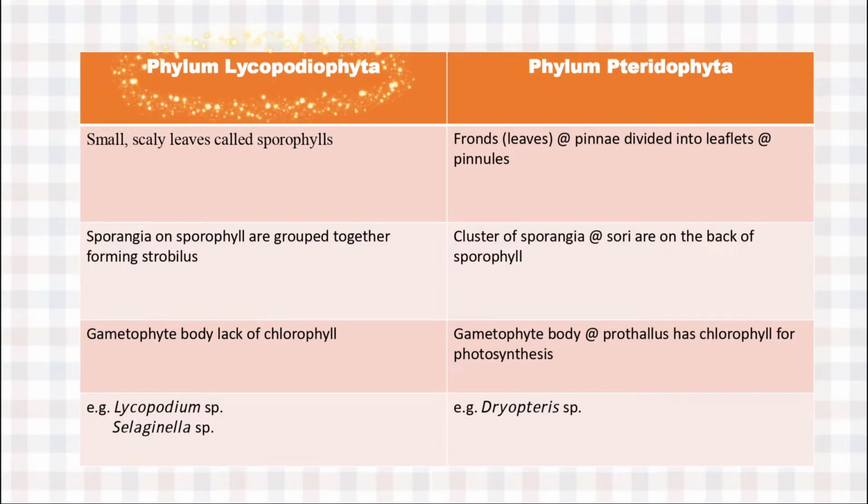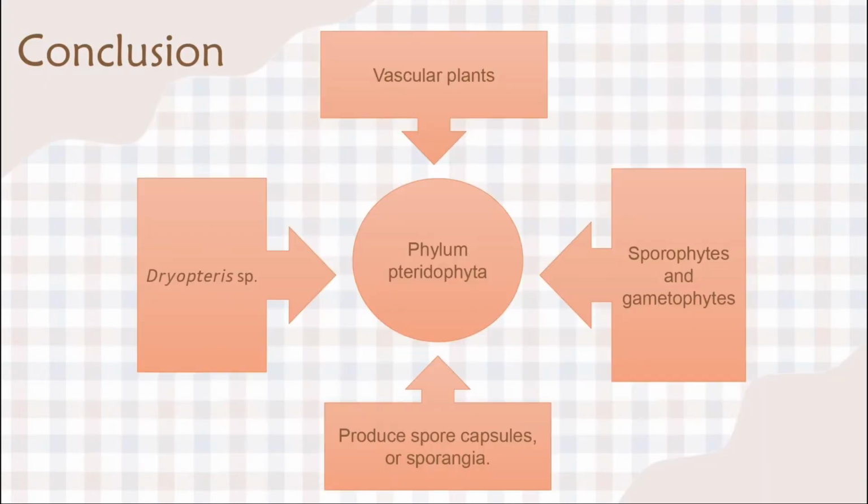Phylum Lycopodiophyta has a gametophyte body lacking chlorophyll. On the other hand, Phylum Pteridophyta has a gametophyte body, or prothallus, that has chlorophyll for photosynthesis. The examples of Phylum Lycopodiophyta are Lycopodium species and Selaginella species. An example of Phylum Pteridophyta is Dryopteris species.